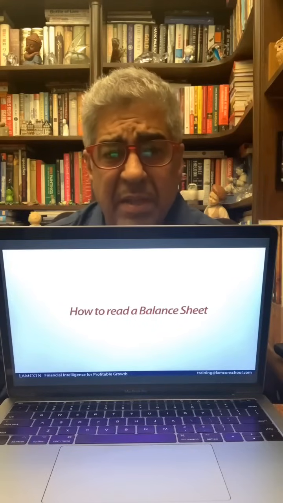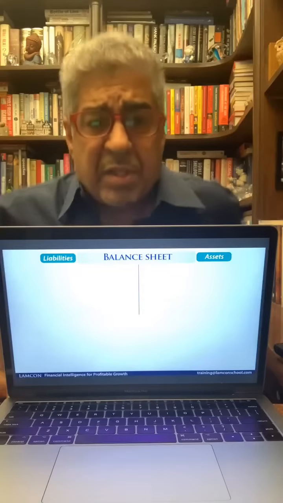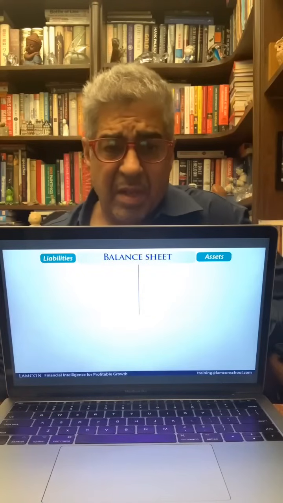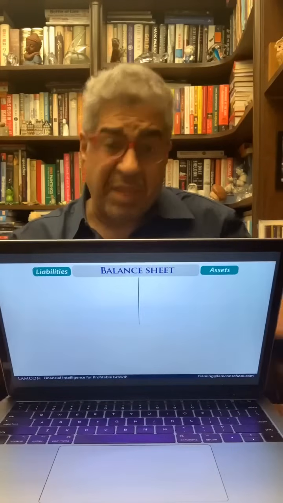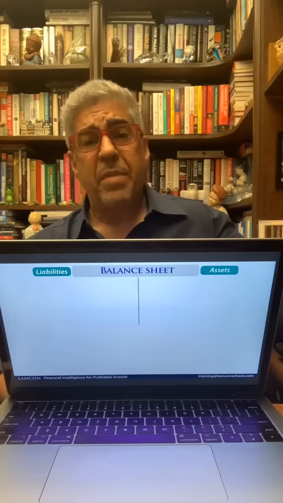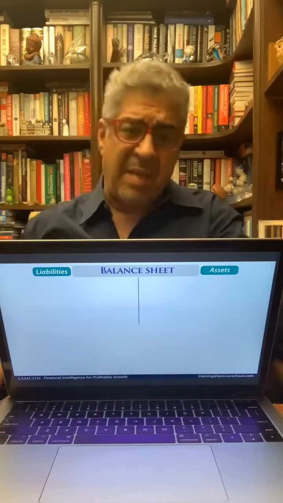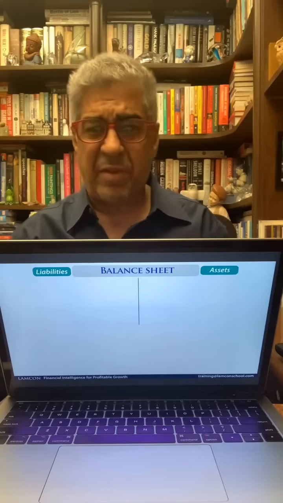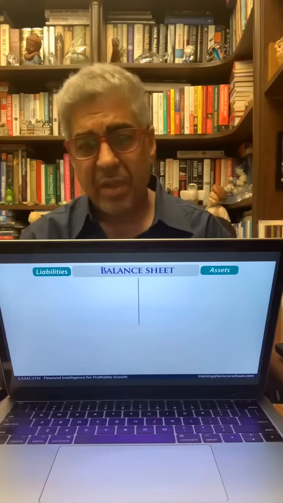So the topic is how to read a balance sheet. But before that, I need to introduce a balance sheet to you, for the benefit of those who may not be aware. Some of you will be more familiar than others. So my request would be, those of you who are more familiar, bear with me while I address, for the first few minutes, those who know nothing about a balance sheet.